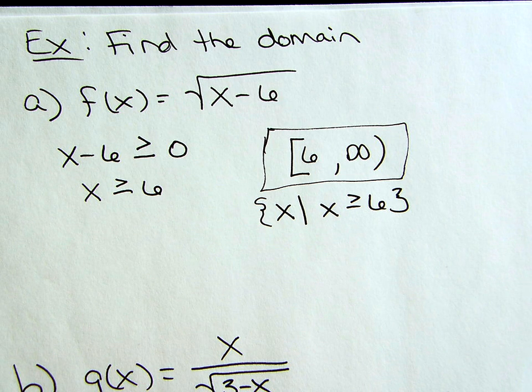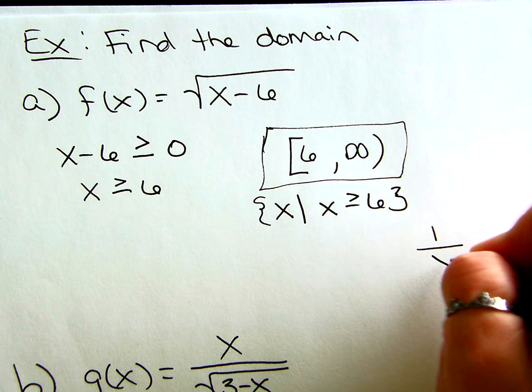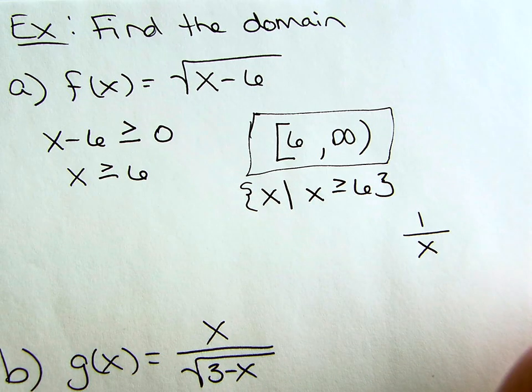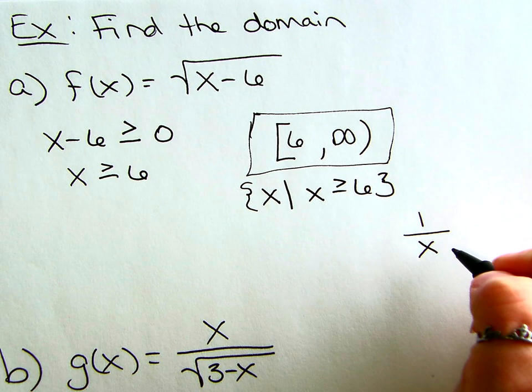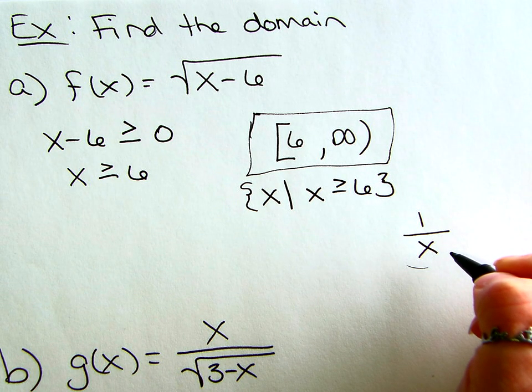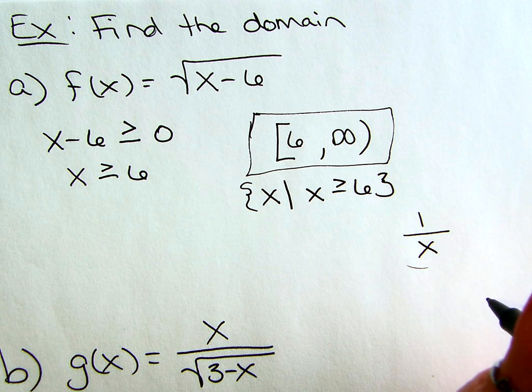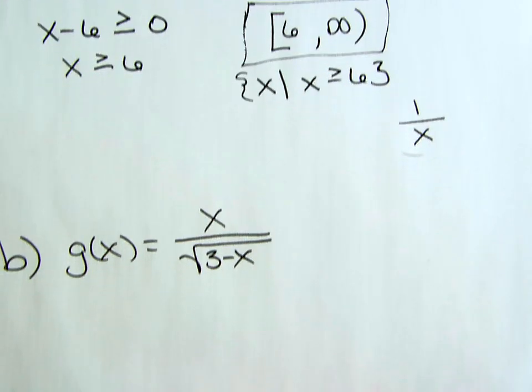If you have something where it is 1 over x, this is not one I'm going to work all the way through, but if this was our function, our problem would be that x can't equal 0. So we'd want to find out where does x equal 0, and we remove that from our domain. And we're going to see that a little bit down here.